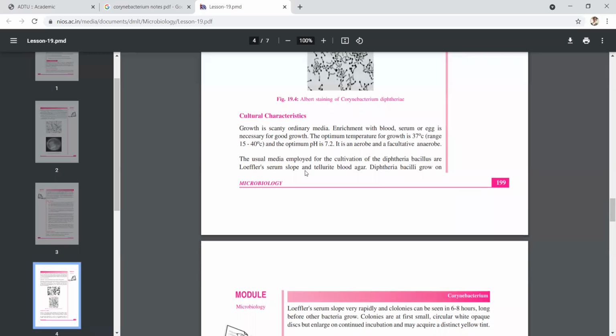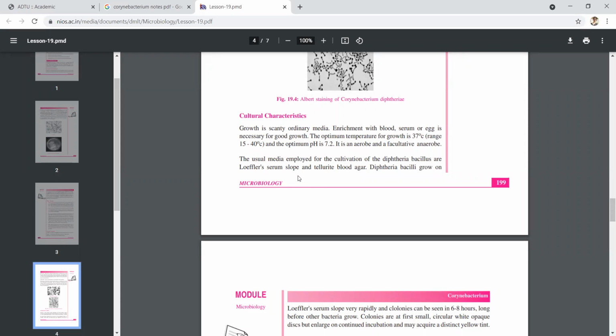Now, if you perform a culture of this bacteria, you'll find that the growth is very less when it's grown on ordinary media, like nutrient agar. The growth will be very scanty. But if you provide enrichment with blood, serum, or egg on those media, then the growth will be very good. The optimum temperature for growth is 37 degrees Celsius and the optimum pH is 7.2. It is an aerobic and facultative anaerobic bacteria.